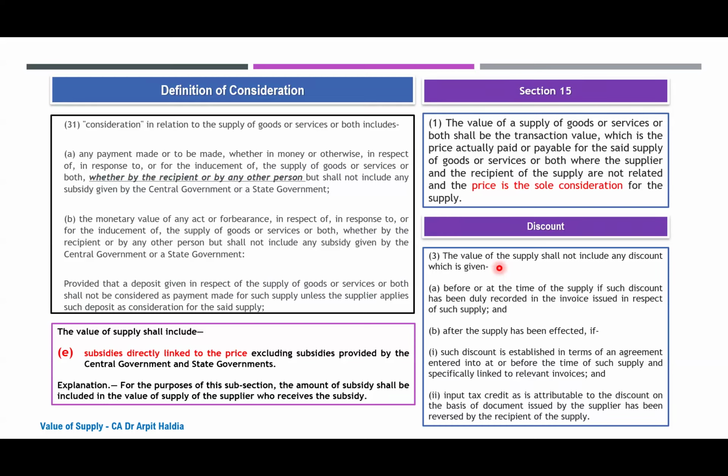So the discount has to be related to that supply. That's what 15.3a is saying, because if the discount is related to some other supply, then a credit note has to be issued. Can we treat that 1,000 rupees redemption as a discount in respect of that supply, or is that 1,000 a discount in respect of any other supply? And if tax has to be reduced, it has to be reduced by credit note. It cannot be reduced from the invoice by saying 5,000 minus 1,000. Yes, Venugopalji.